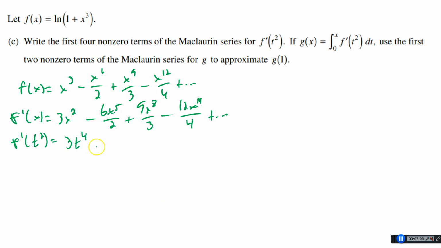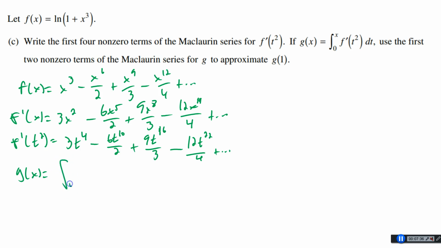I'm going to just do these powers in my head. Minus 6t to the 10th over 2 plus 9t to the 16th over 3. Minus 12t to the 22 over 4. And we keep going. Now they tell us g of x is the antiderivative from 0 to x of f prime of t squared. So g of x is going to be the integral from 0 to x of 3t to the 4th minus 6t to the 10 over 2, 9t to the 16 over 3. I'm just going to do that because they only want us to use 2 terms.